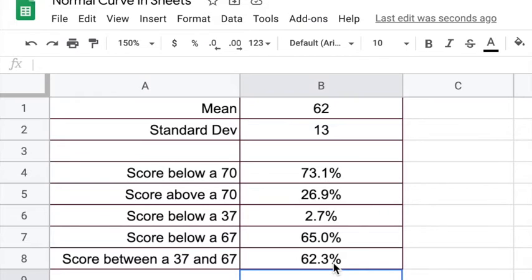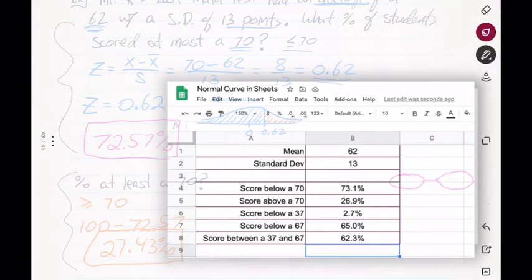So let's see how this compares to what I did with the table. So a score below a 70 on the spreadsheet was 73.1%. On the by hand version using the table, it's 72.57%. So they're relatively close. It's just the spreadsheet one is actually much more accurate than the table version because we had to round that z-score to the nearest tenth. All right, then greater than 70 will be the same. It'll just be a little bit off.